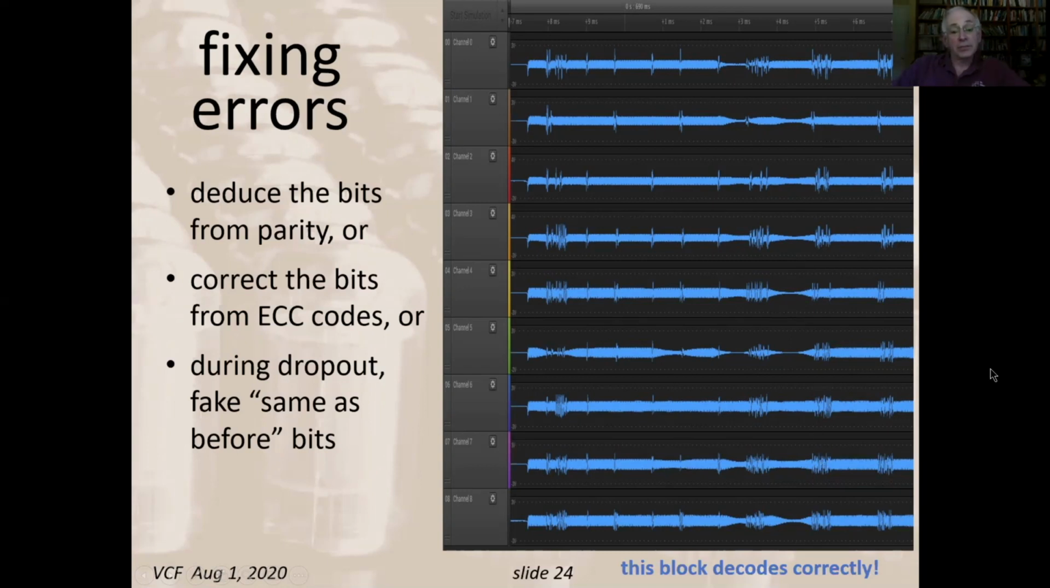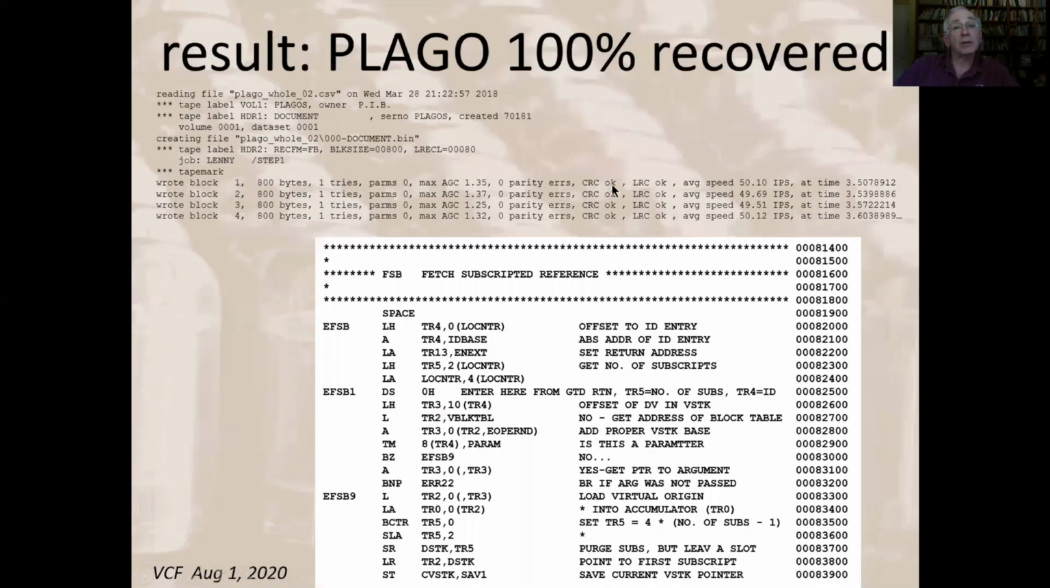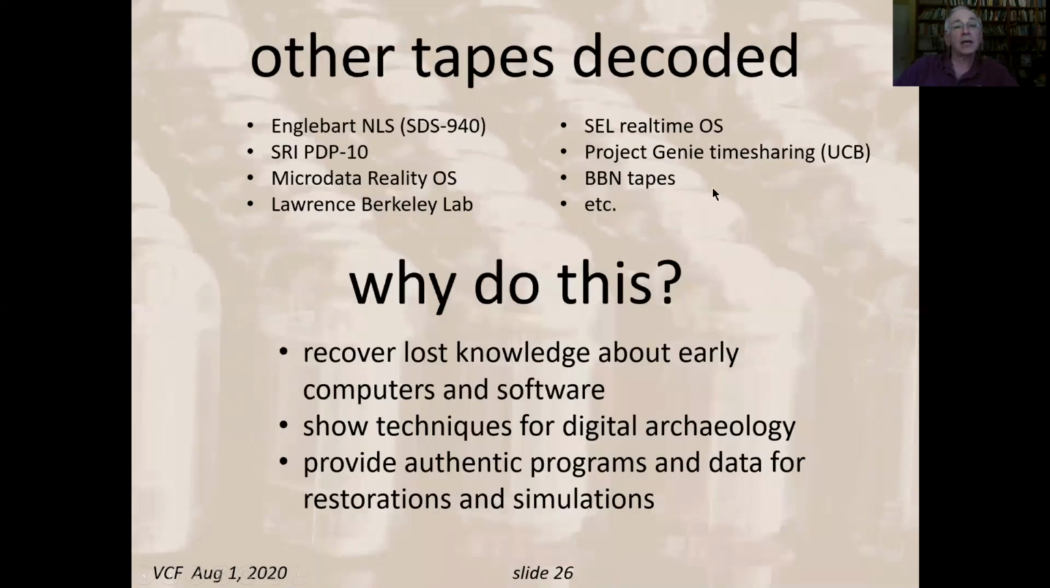So how does it do? Well, I'm happy to report that on my Plago tape, 100% of all the files were recovered. And I was able to read the 360 assembly language code that I wrote 50 years ago, and of course don't recognize a bit of. As you know, the half-life for remembering what code you've written is about 6 months, and after 50 years, you remember none of it. But it was successful, and we have since applied that to many other tapes in the Computer Museum's collection.